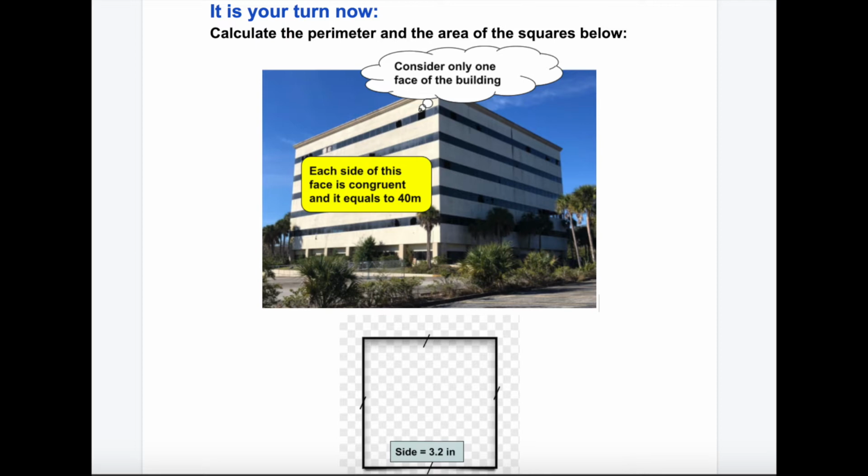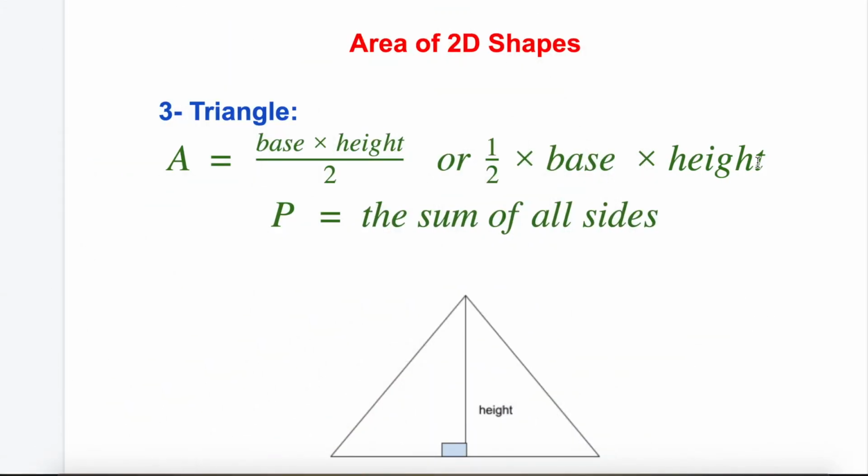Find the perimeter and the area for the figures. Let's move to triangles. Every triangle has 3 sides. We will call one of them the base, and the height is the perpendicular line drawn from the vertex on the opposite side. So we call it height.